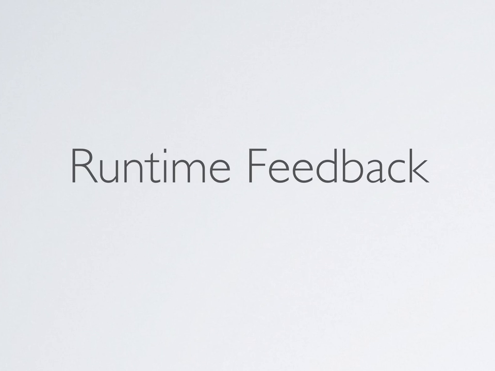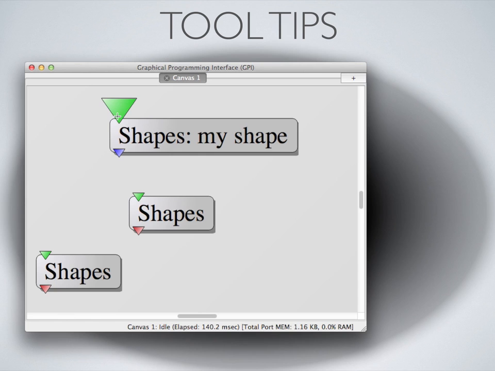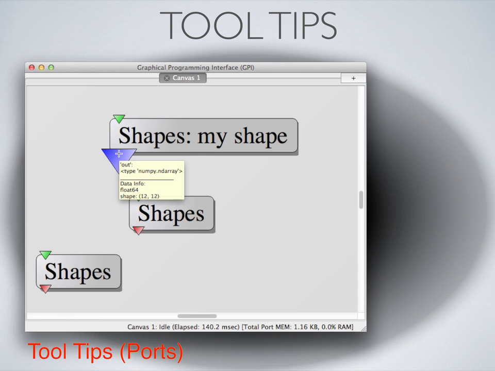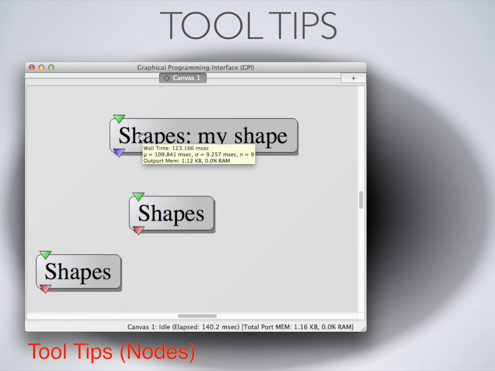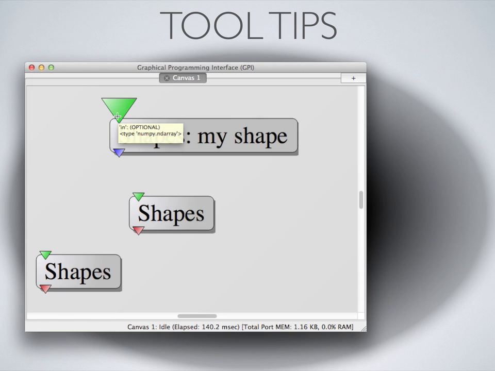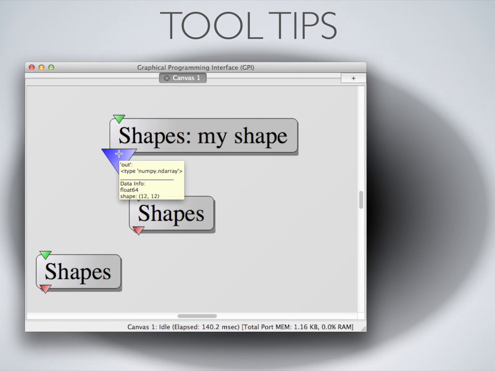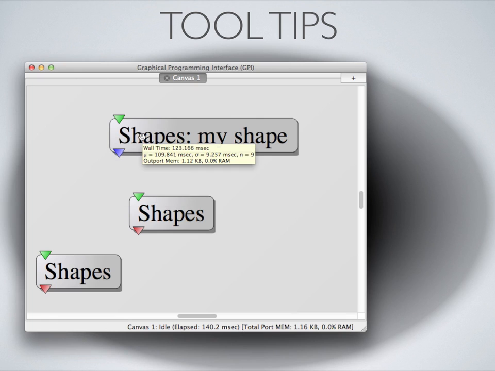Getting runtime feedback. The most used information comes from the port tooltips and node tooltips, which can be accessed by simply hovering over the ports or nodes. Before hovering, first make sure the canvas is in focus by clicking on it. The port tips show the port names and data specifications. The node tips show the execution time and amount of memory held at the out port.